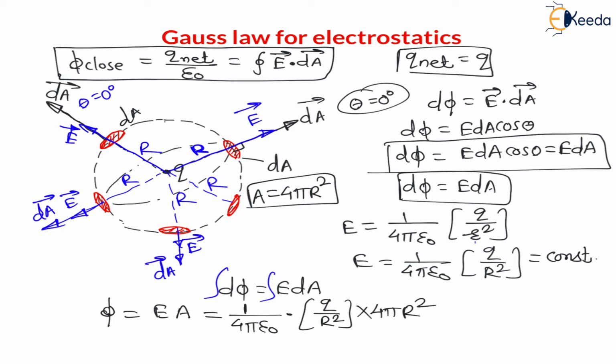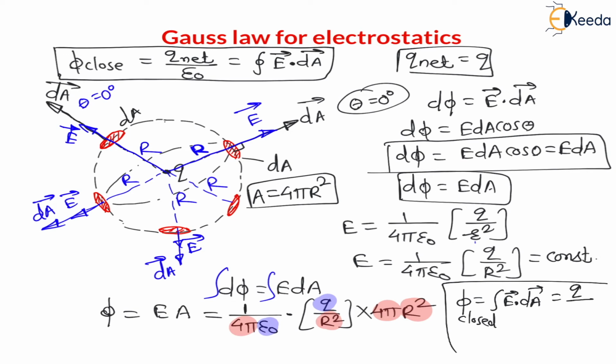Now here you can check, 4 pi R square will get cancelled. Now only Q divided by epsilon naught remains. Therefore, my dear students, this net flux phi, which is the integration of E dot dA, is equal to, for a closed surface, and this is very important, this is only for the closed surface, the net inside charge divided by epsilon naught. And the same is called Gauss law of electrostatics.